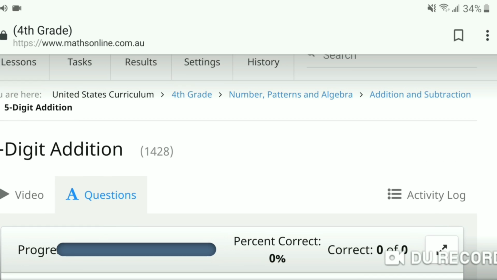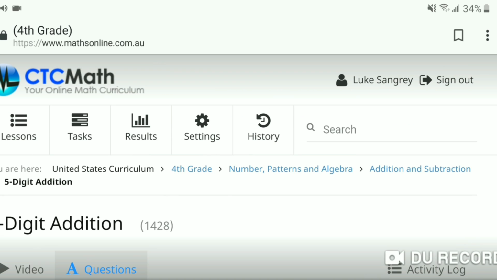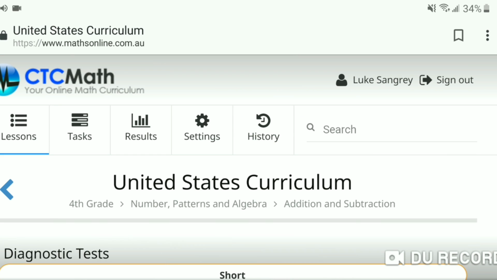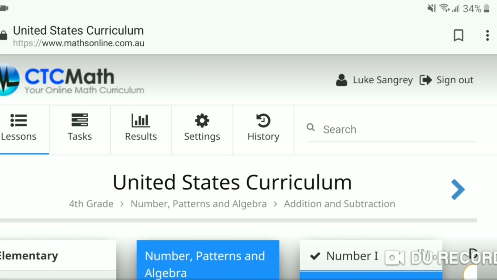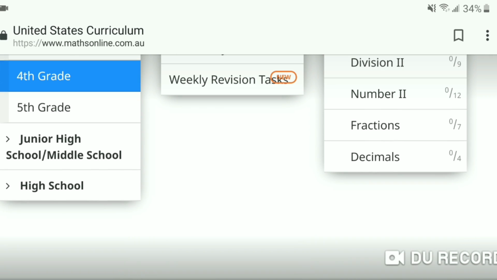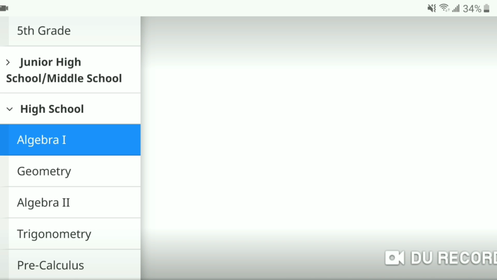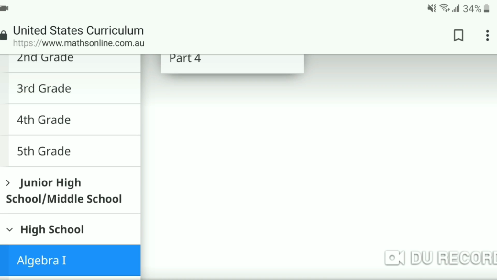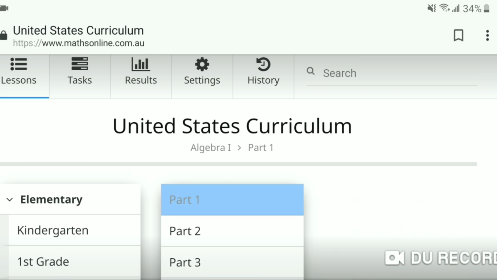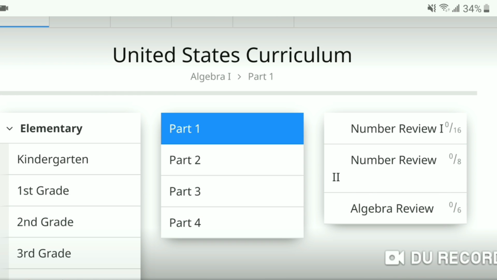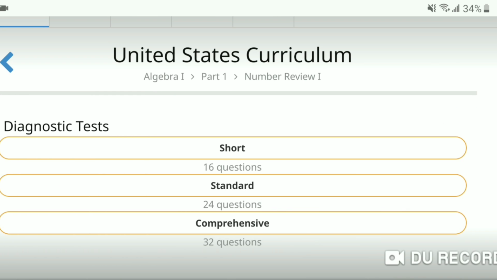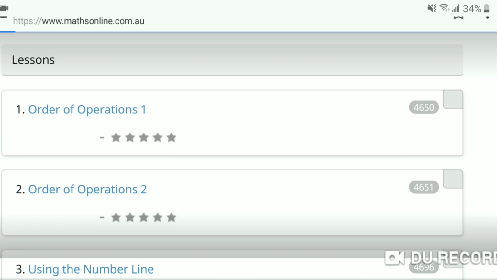Now with the older kids, with the algebra, let me just go back to the algebra really quickly, because my daughter is doing algebra right now. And with the algebra, one thing that I've noticed is that they don't always have the questions online for them to do. Sometimes they will actually have to do it on a worksheet. So let me see if this is one of those times.